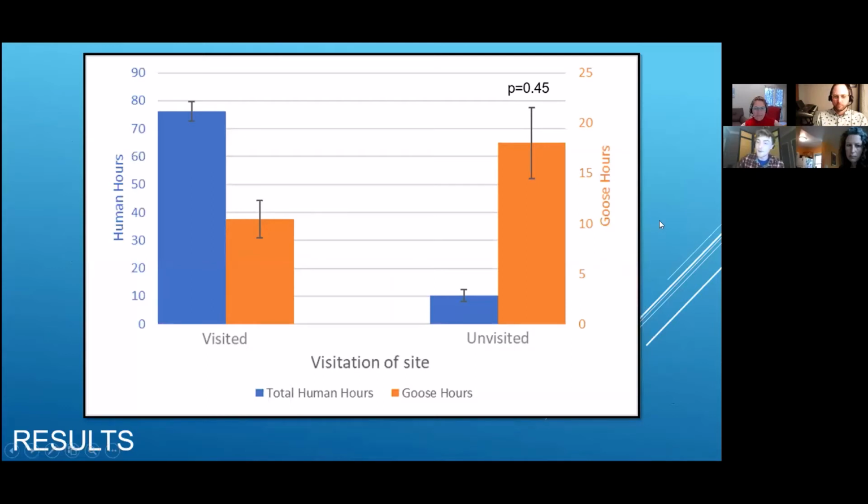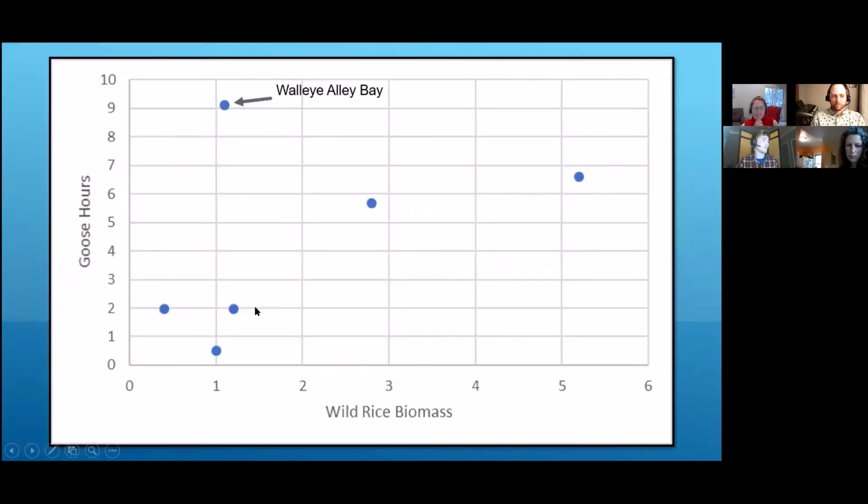And then these are my main results, and this is showing the visited bays versus the unvisited bays. And what it shows is that generally the areas that had more human hours had less goose hours, and the unvisited sites with less human hours had more goose hours. So this suggests that kayaking and canoeing could be a plausible goose deterrence method for removing geese from wild rice bays. And this was some extra stuff added in there.